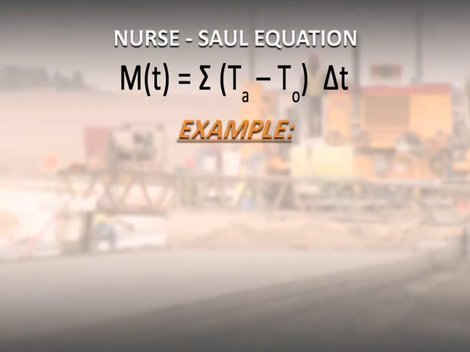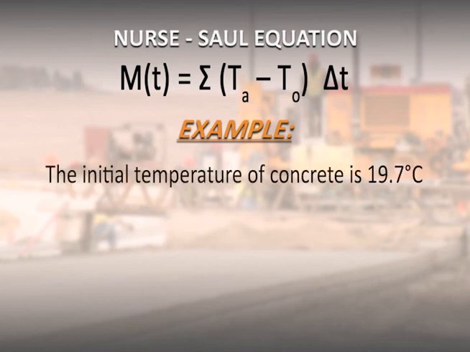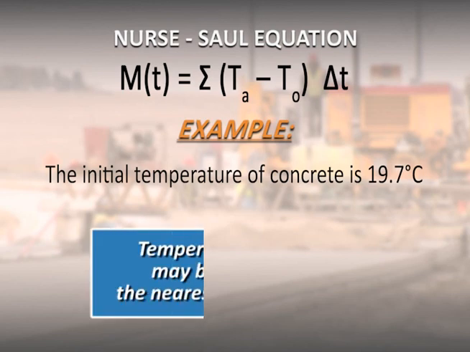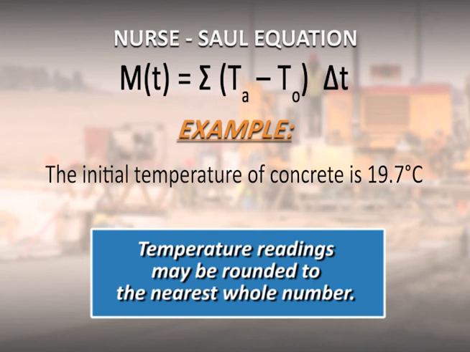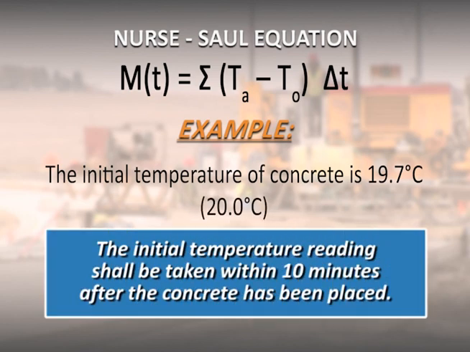This is an example problem calculating the time temperature factor value using the Nurse-Saul equation. Inspectors take an initial temperature reading of 19.7 degrees Celsius. The temperature readings may be rounded to the nearest whole number, 20 degrees Celsius. The initial temperature reading shall be taken within 10 minutes after the concrete has been placed.